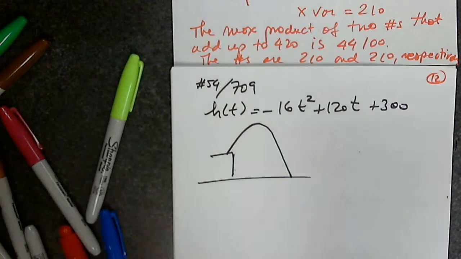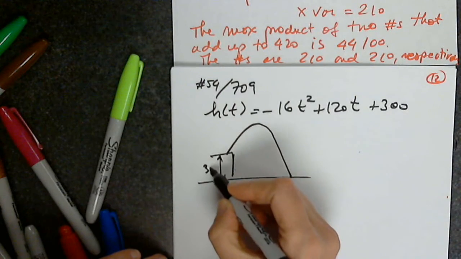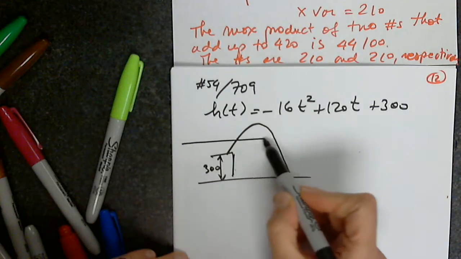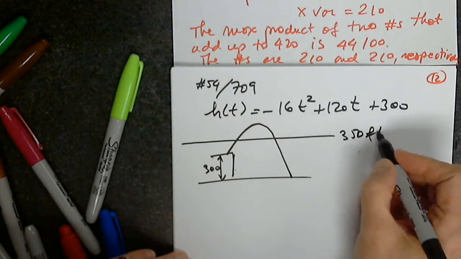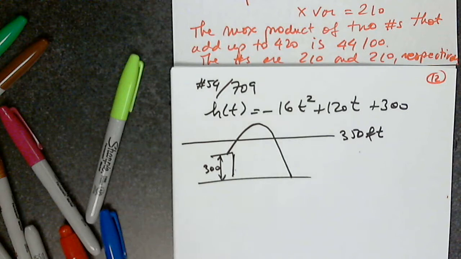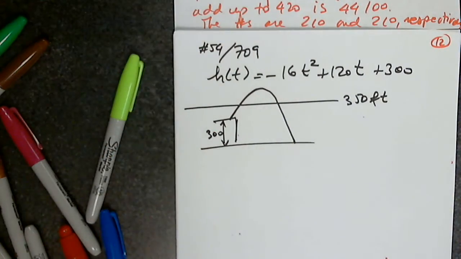So this is 300, and let's say this is 350 feet. First of all, the projectile will reach the height of 350 on its way up to the maximum, but also on its way down to the ground. So I should get two different times, right? T1 from here, and then T2 from here. Okay, good. How do I do that?